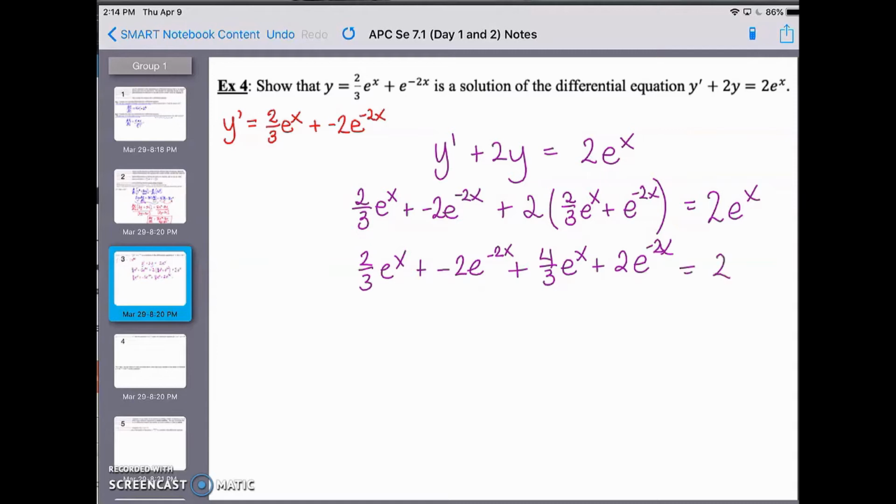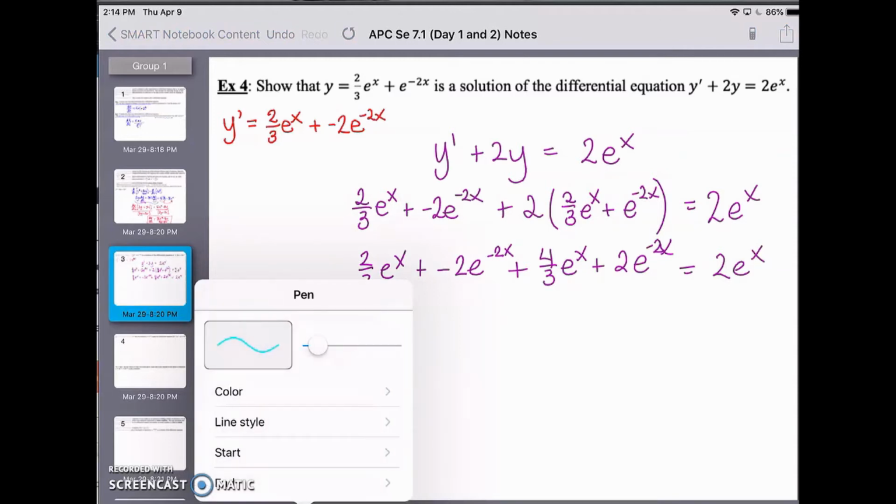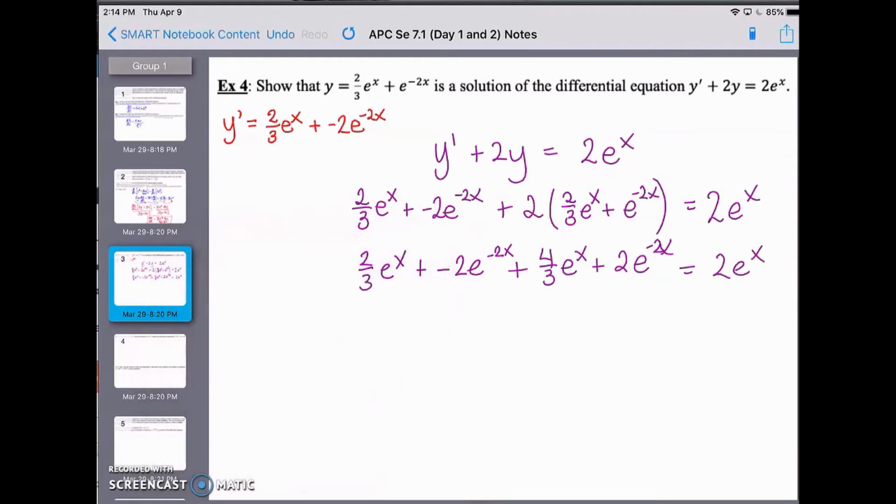Okay. And now let's see what I have as far as like terms are concerned. All right, so it looks like I have a 2/3 e to the x plus a 4/3 e to the x. 2/3 plus 4/3 is 6/3, and 6/3 is 2. So I have 2 e to the x. And then right here, I have negative 2e to the negative 2x. And right here, I have positive 2e to the negative 2x, which cancel out. So I end up with 2e to the x equals 2e to the x.